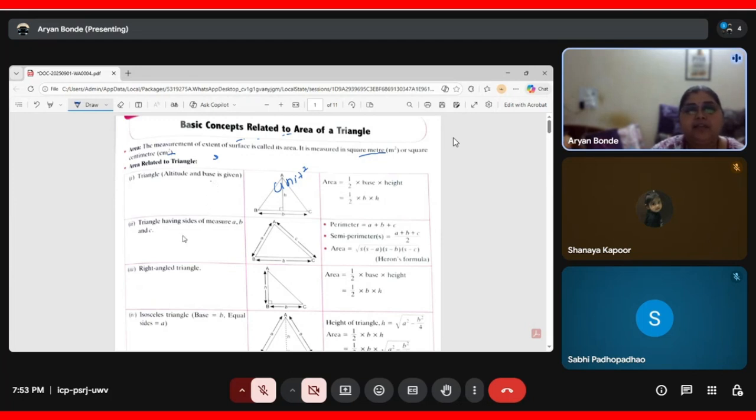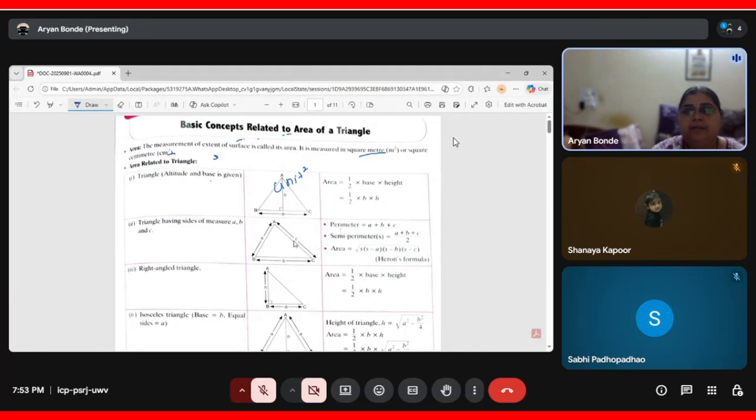Then for the second type, the triangle having sides of measures a, b, c. Suppose the measurements of all three sides are given as a, b, c. For example, we take AB as a, AC as c, and BC as b. Then firstly, we find the perimeter.